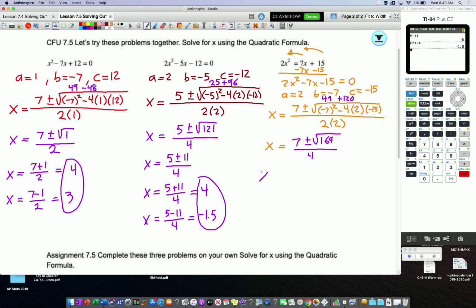This one's kind of nice because the square root of 169 is 13. So this is like saying 7 plus 13 all over 4, which equals 5. And then 7 minus 13 over 4. Well, that's negative 6 over 4, which is negative 1.5.